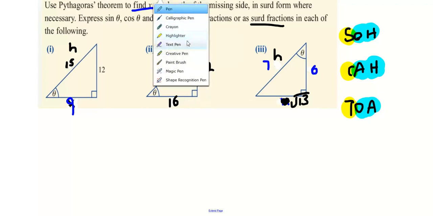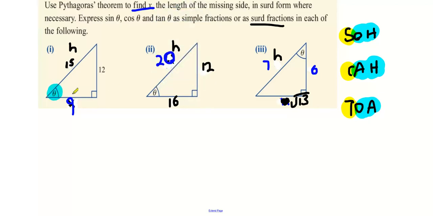The next thing you need to do is look at which angle you're targeting in each question. Whichever side faces that angle is the opposite. So this makes 12 the opposite in the first one, and also 12 the opposite in the second one. But because you're using a different angle in the third one, root 13 is the opposite there. By process of elimination, the last side is the adjacent. So 9 is the adjacent in the first one, 16 is the adjacent in the second one, and 6 is the adjacent in the third one.